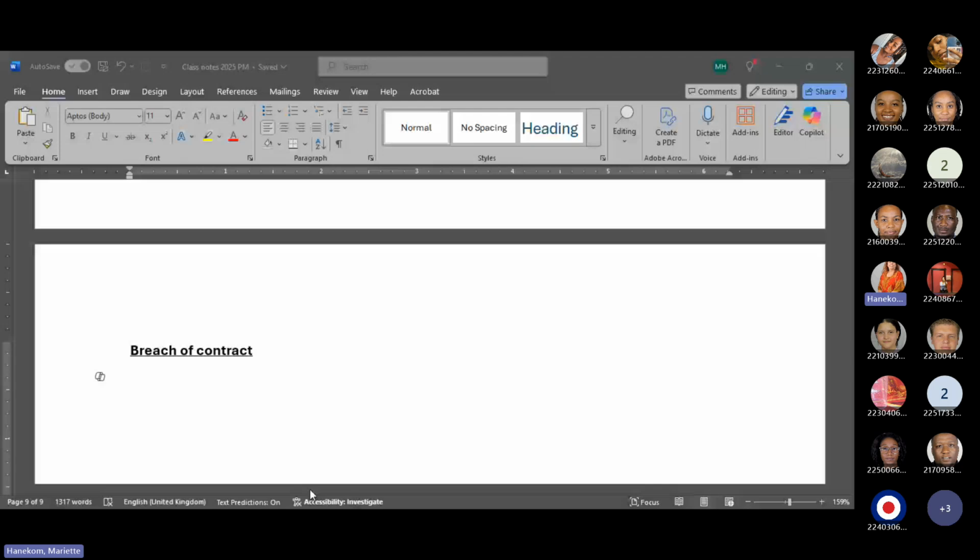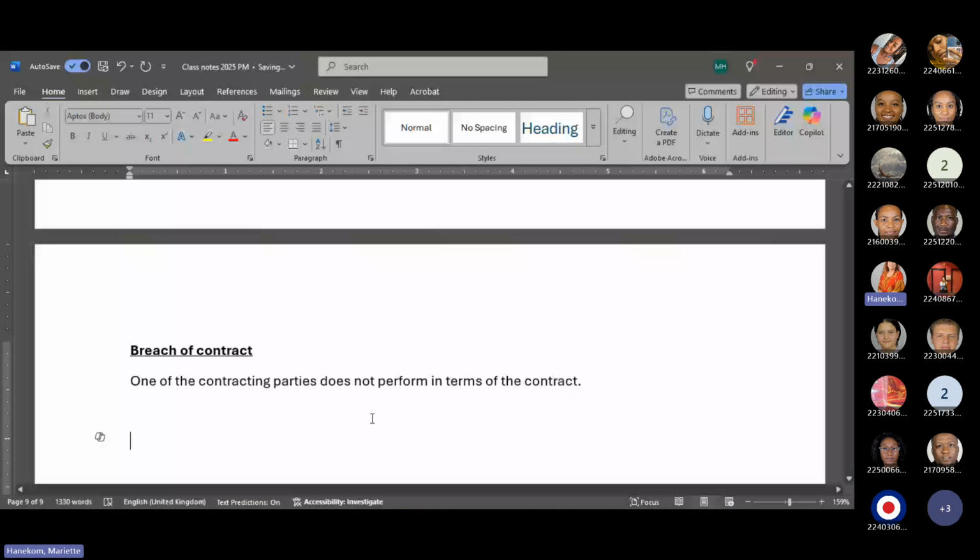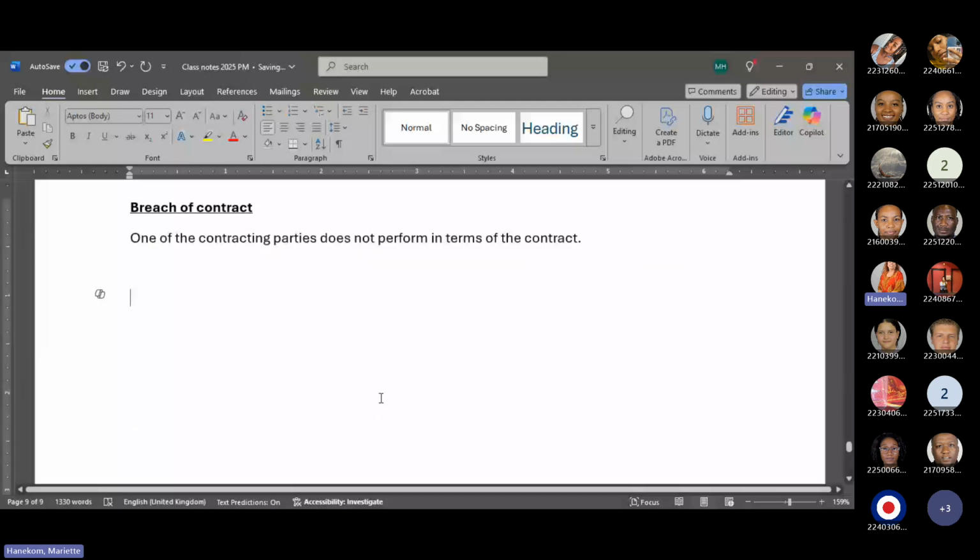What is breach of contract? That is when one of the parties does not perform in terms of the contract. So somebody does something wrong that they're not supposed to do.